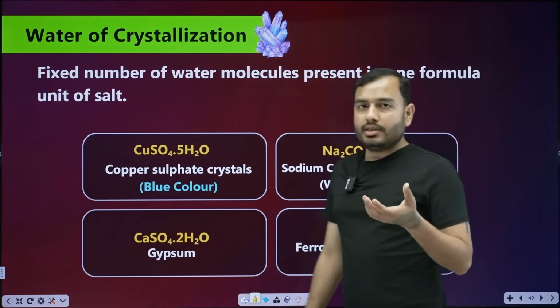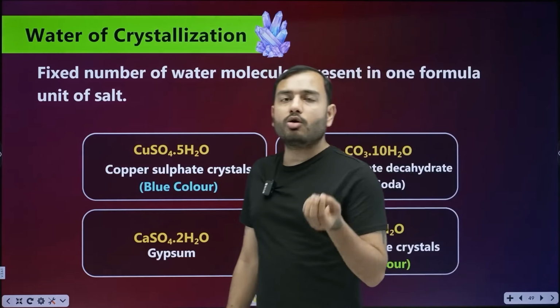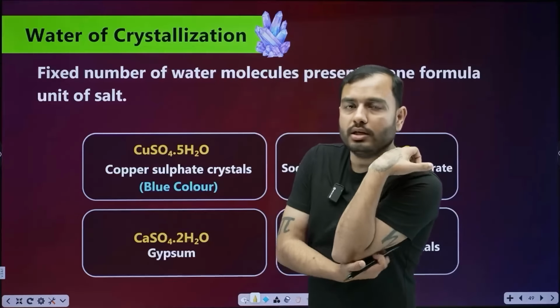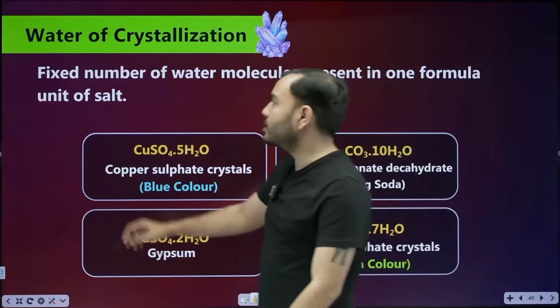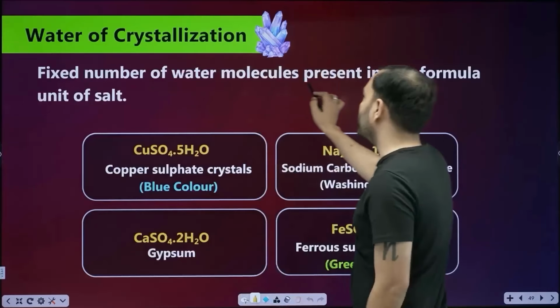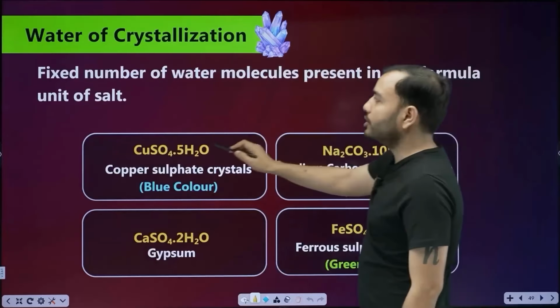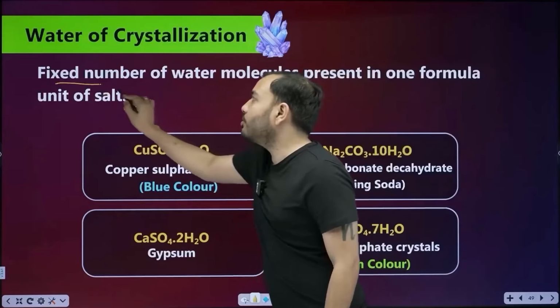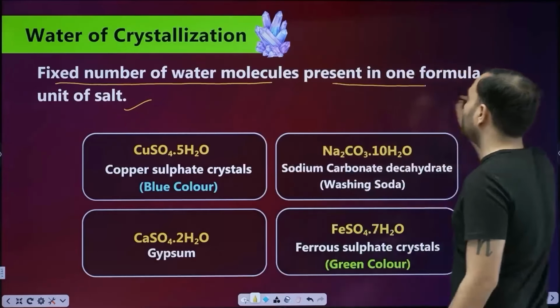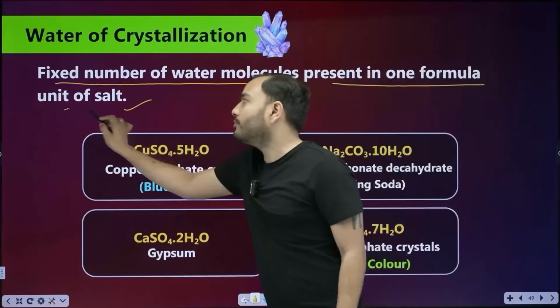Next is water of crystallization. What happens to some chemicals? Have you seen .H2O? It's written. So we say they have water of crystallization. Remember the definition? A fixed number of water molecules present in one formula unit of salt.